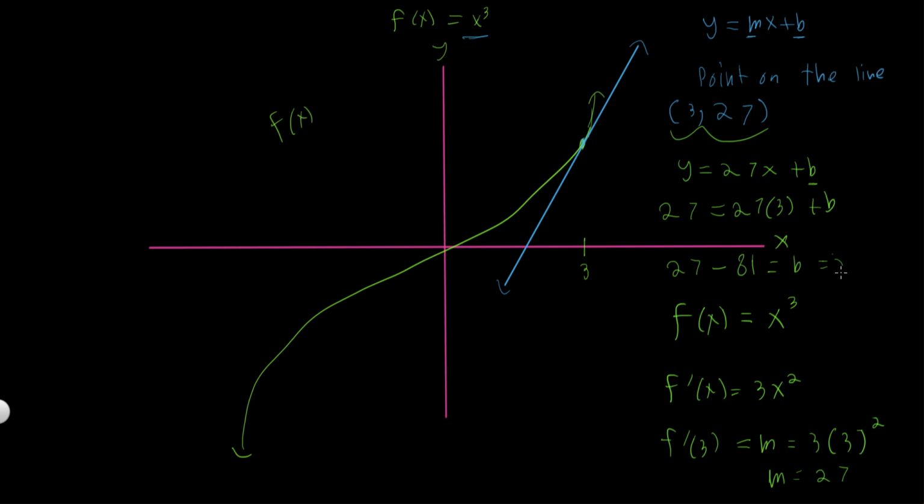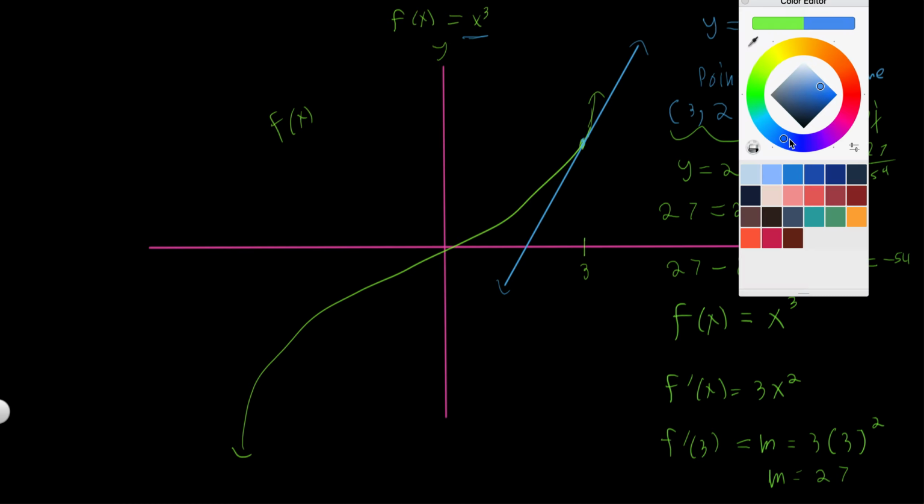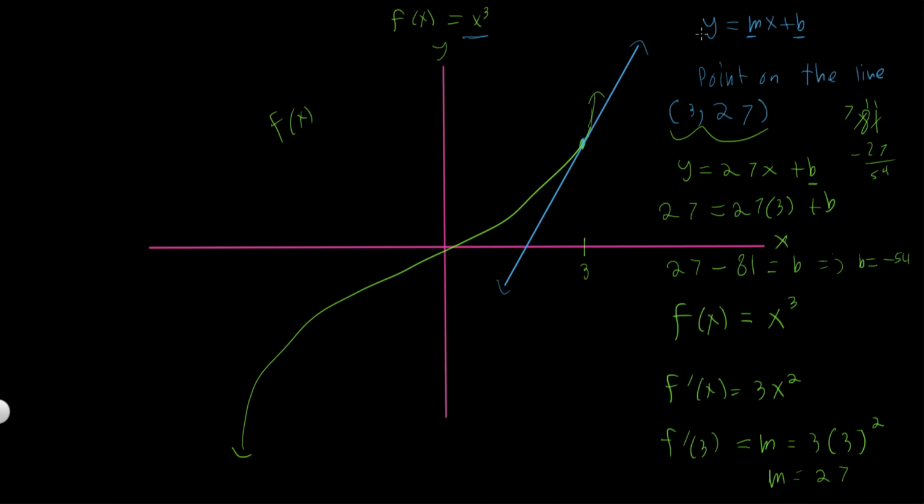And therefore, b is equal to, let's see, 27 minus 81, which is negative 54. So negative 54 is our b value. So our equation of the line, I'm going to write it in a different color right here, is y is equal to 27x minus 54. And what this is, again, is the equation of this tangent line right here that is tangent to the curve at x equals 3.